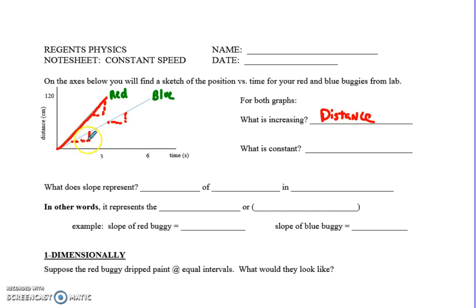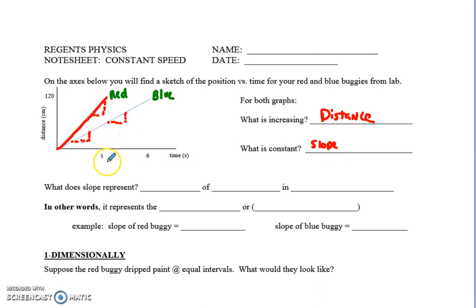So if I do the rise over run down here for the blue buggy and I do the rise over run for the blue buggy over here, I would get the same slope. As a matter of fact, that is the definition of a linear graph. So the slope is constant for both graphs.